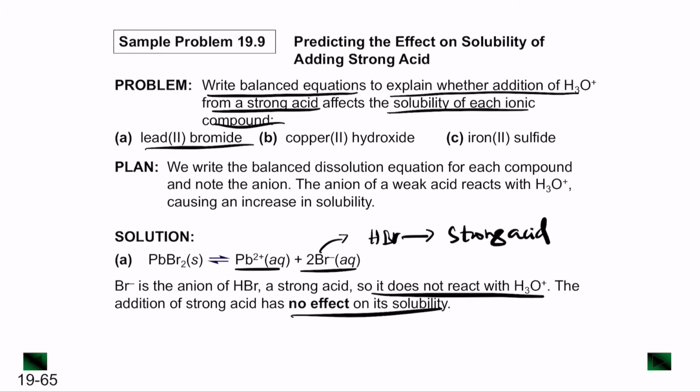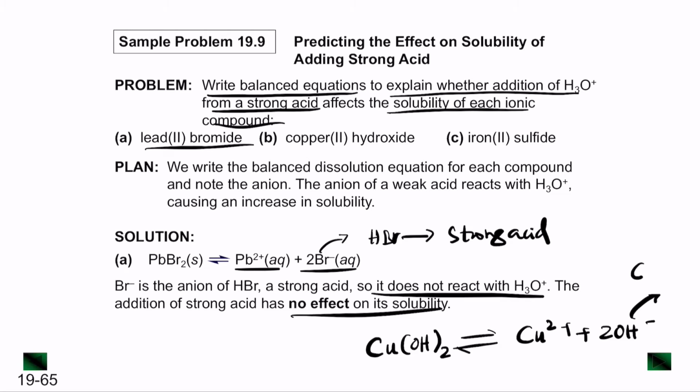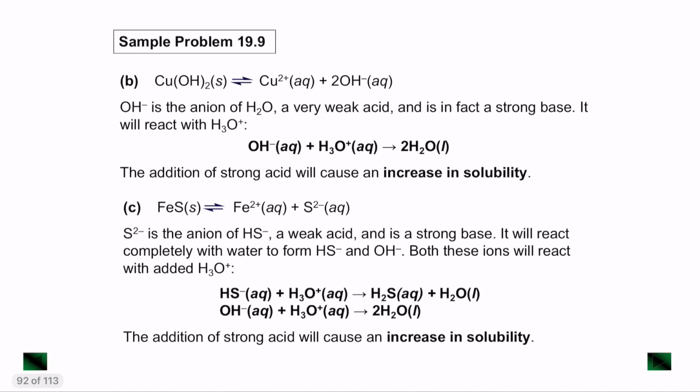Next, copper(II) hydroxide. Copper(II) hydroxide becomes Cu(OH)2, which when split becomes Cu2+ plus 2OH-. OH- is the anion of H2O, which is a weak acid, which means that this gets affected by the H3O+ addition.